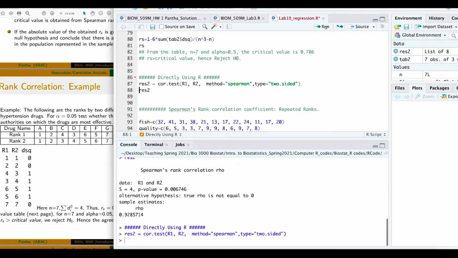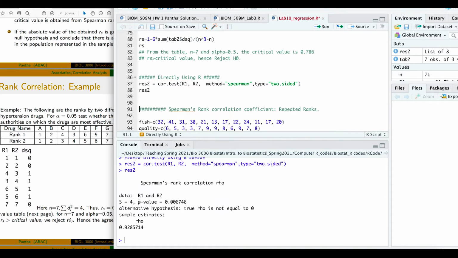So if you run this and then run that one, you get the p-value is 0.006, which is less than alpha, right? So what you say there is p is less than alpha, hence we reject H0. That's what you do. Okay, guys. So this is how we do the Spearman rank correlation analysis.